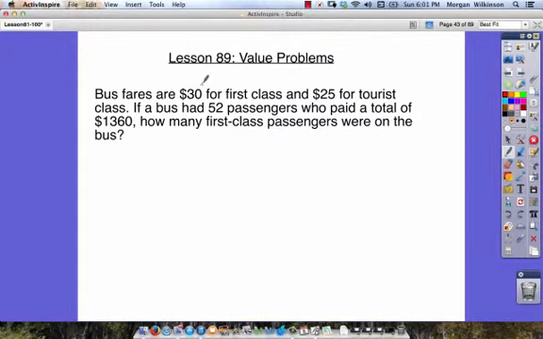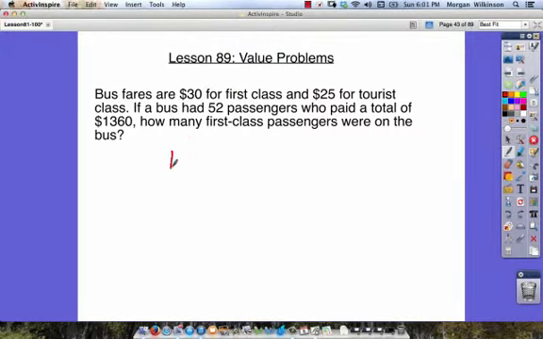The first piece is about money. How much the first class tickets cost, how much the tourist tickets cost, and how much the total is. And then the second part is about the number of passengers that we had on the bus. So in order to do this problem, we need two equations. The first one will deal with money.